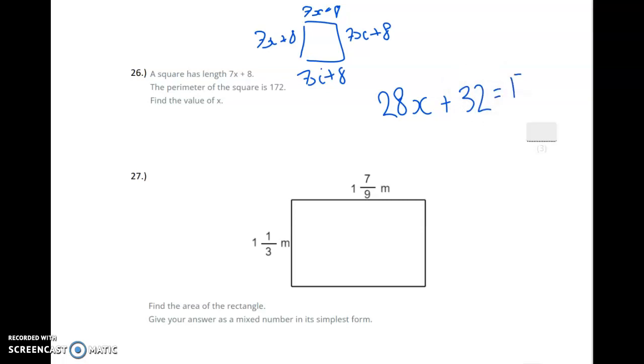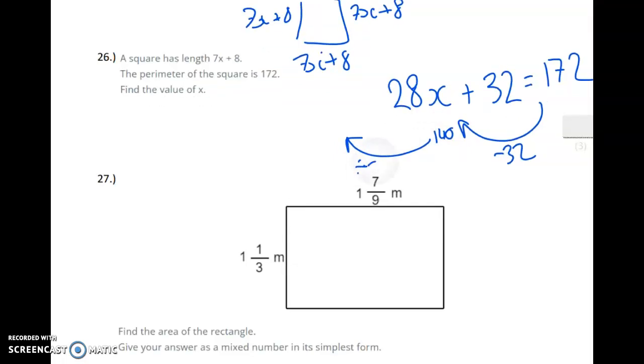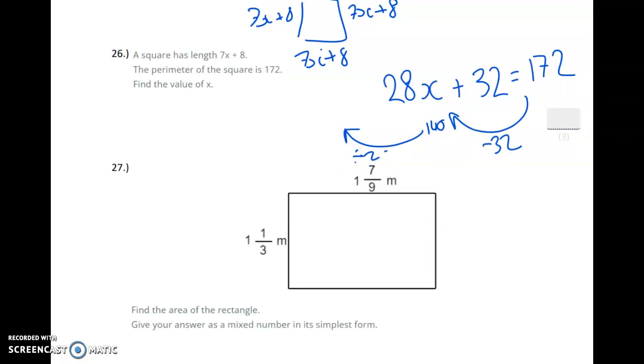28x plus 32 equals 172. So I'll work that backwards. I'll take off my 32 first. So 172 minus 32 gives us 140. Then I'll do 140 shared by 28, and that gets me my answer, which is 5. So x in this case is 5.